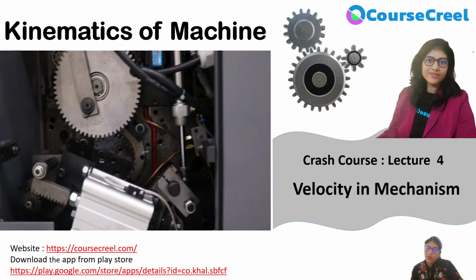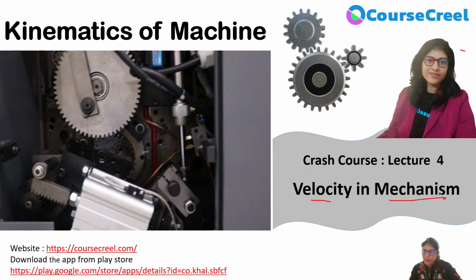Okay, so velocity in mechanism. Now there are two terms here, velocity and mechanism. I have already explained mechanism. Mechanism is a combination of links, or suppose if we are considering a kinematic chain, the first end and the last end are connected to each other, and at least one link should be fixed.